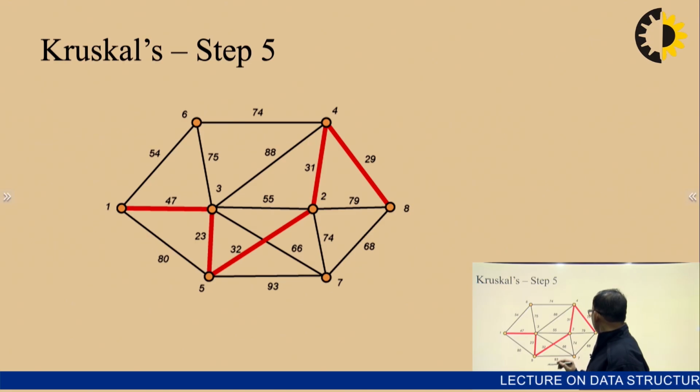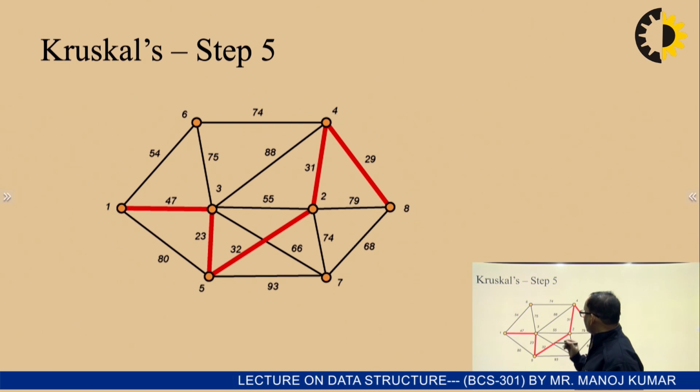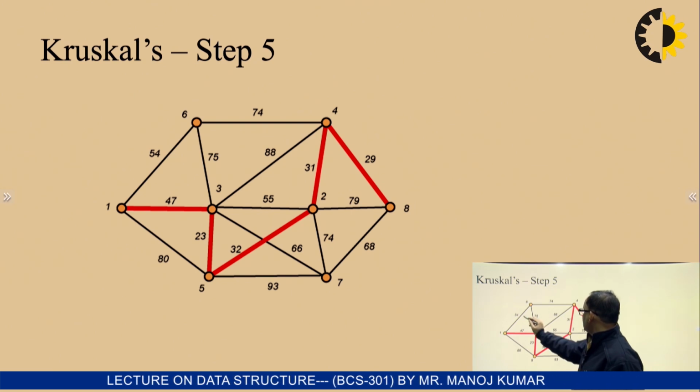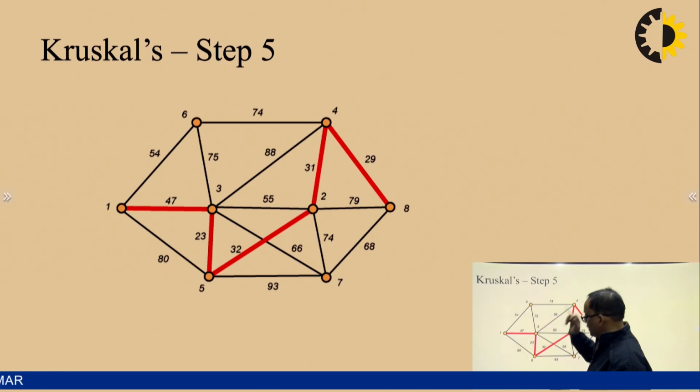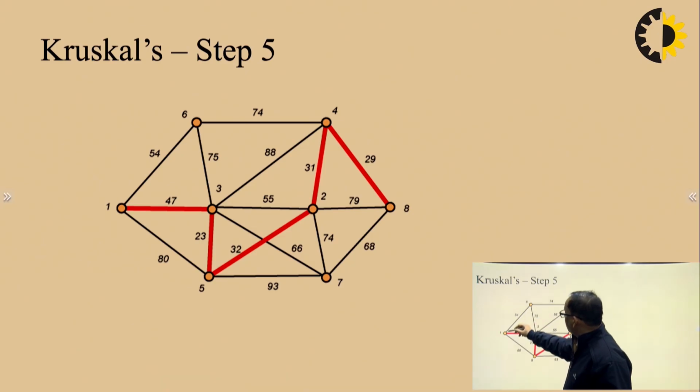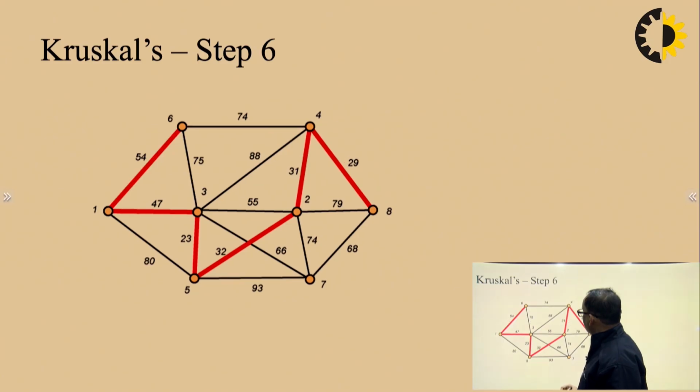Now, again, these three vertices are remaining. So now we will select the next minimum weighted edge. So this is 54, 75, 74, 88, 55, 93. I think next 54 will be selected, the edge which connects node 1 and node 6. So this will be included in the minimum spanning tree.